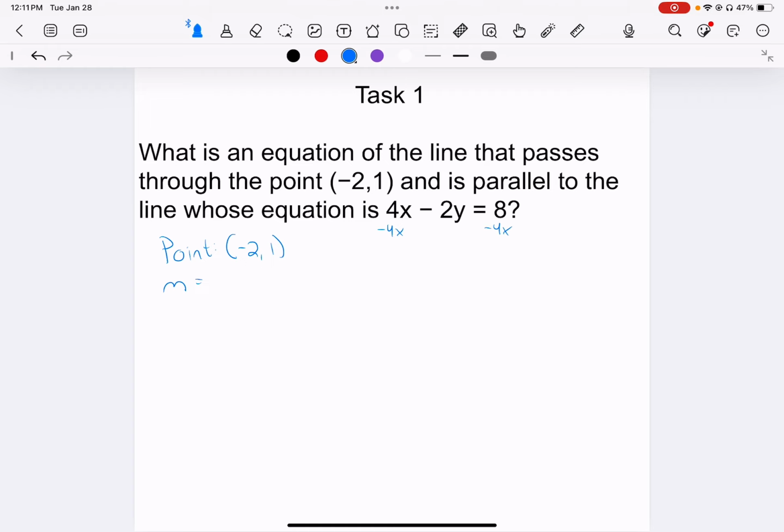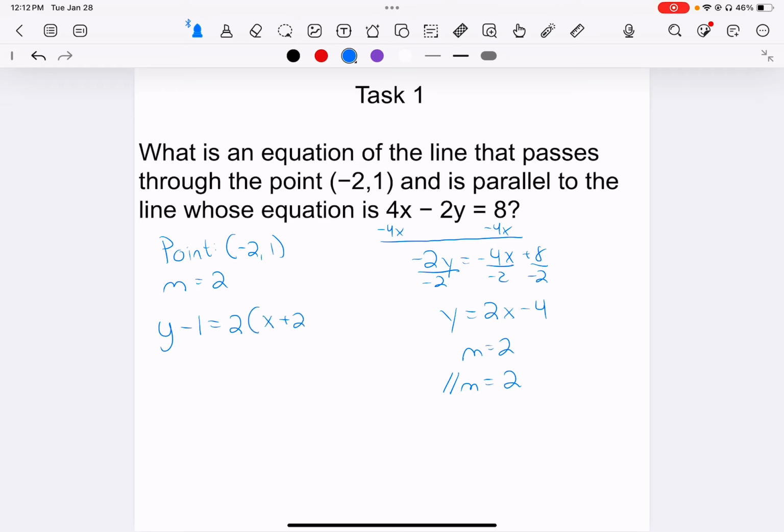So I'm going to start by subtracting 4x from each side. So I have negative 2y equals negative 4x plus 8. Divide every term by negative 2. So I'm left with y equals 2x minus 4. So the slope of this line is 2. That means that the slope of the line that's parallel to this line is also going to be equal to 2. So now since I have a point and a slope, I'm going to write my equation in point-slope form. I have y minus 1 is equal to 2, parentheses, x plus 2.